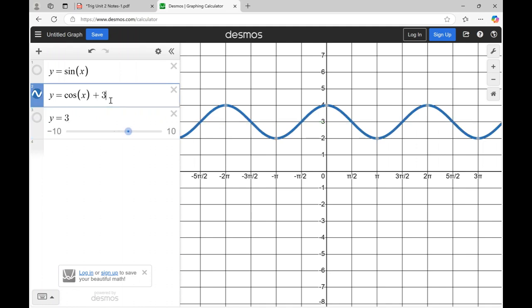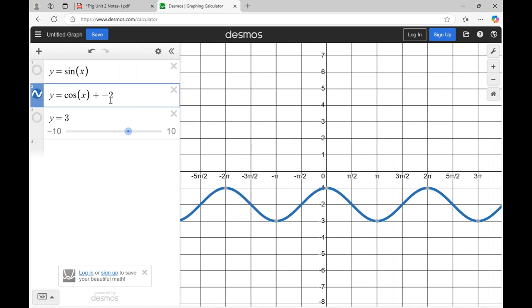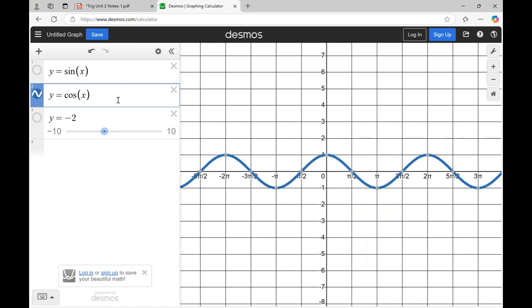Let's try to make this a -2. Notice now that this graph that goes up 1 and down 1 from the center is now centered at -2. That's where the center of this graph is. We can also take a change in y, change in the d, and we can change the amplitude at the same time. And let's see what happens there.